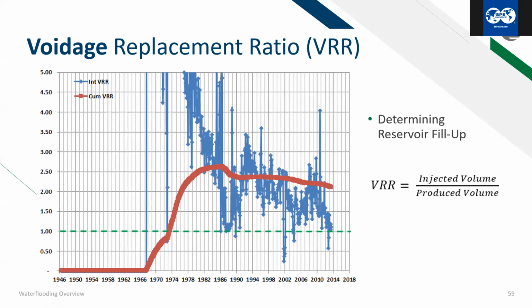In reality, most operators will aim for a 1.2 because they're assuming that injectors are not going to be 100% efficient. There will be some amount of injection water that doesn't make it to the reservoir, either from losing water behind pipe or behind casing or down the hole, or something that just leaks off the edges of your reservoir. So usually operators will aim for a VRR of 1.2, and they'll use that target to determine what their injection rates will be.